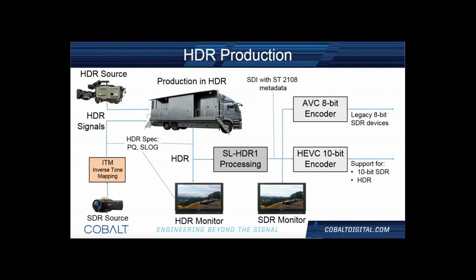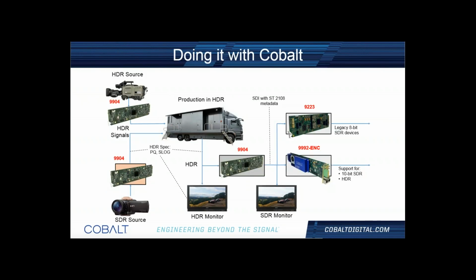Now, what do we at Cobalt do about that? That's our next slide. From our HDR source, we have this 9904 card that can do 3D LUT conversion and convert that into various specs. The same 9904 can take an SDR source and then inverse tone map it into HDR. So you have your HDR signal here, you did your production with it, and on the 9904 there's an option to convert it to SDR.